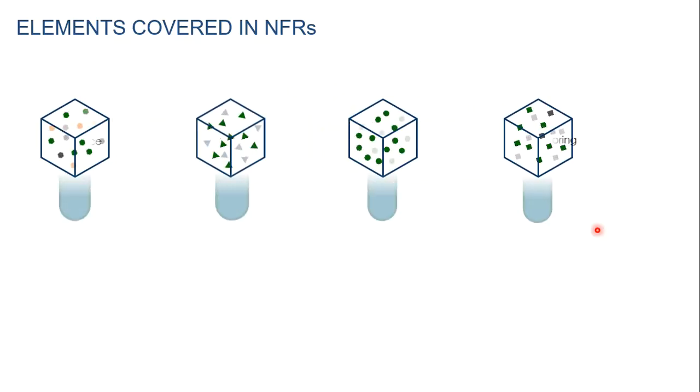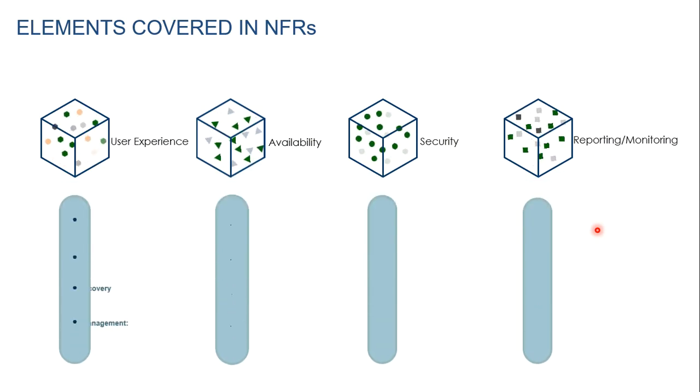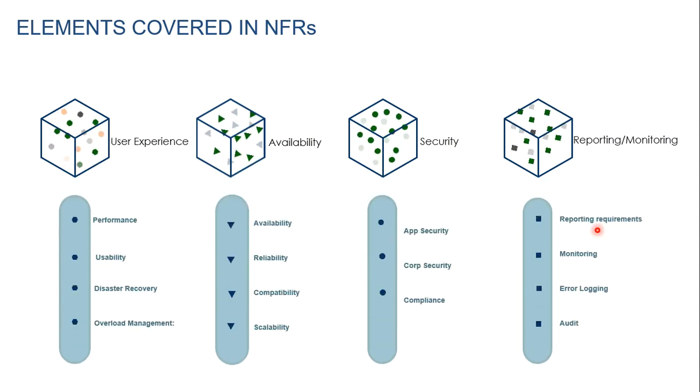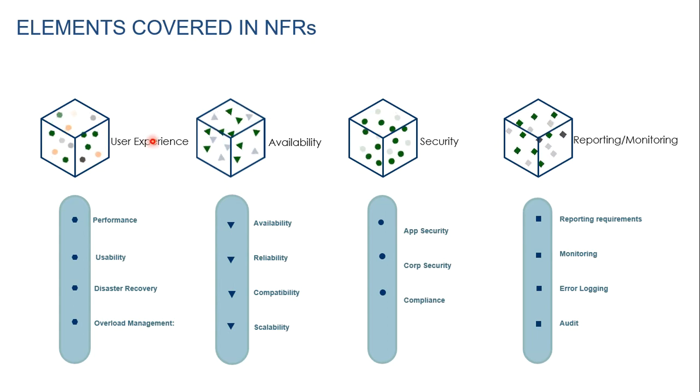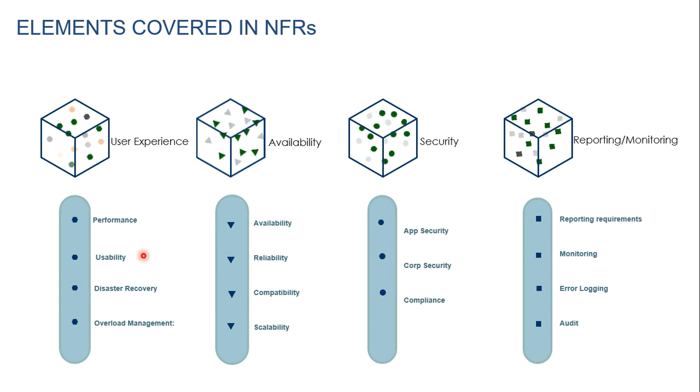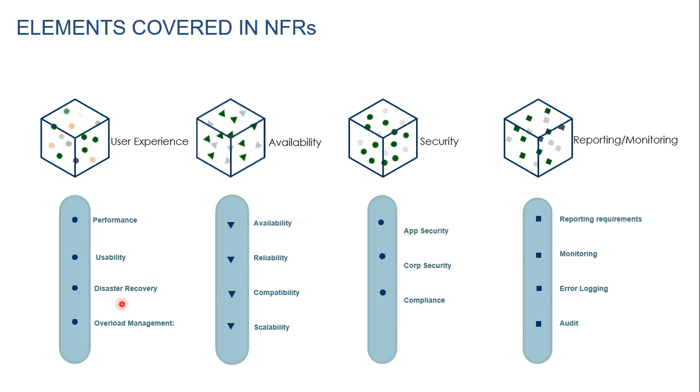Now, what are the elements which you generally cover in the NFRs? You will see these are the key elements which we normally keep. In the user experience, what are the things we generally want to cover? Performance, usability, disaster recovery, overload management. Now, disaster recovery can also come in the infrastructure. It can also come in any of the systems from the database viewpoint if you start looking at it. But I'm just categorizing so that you can remember it easily.